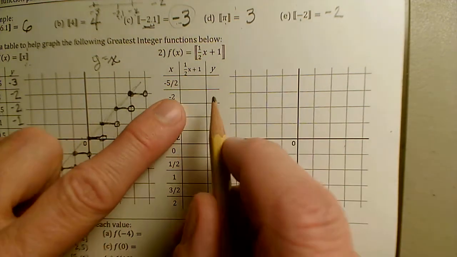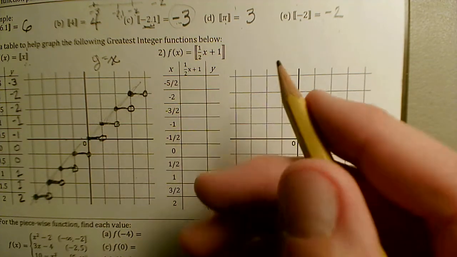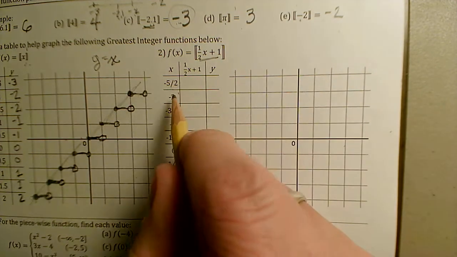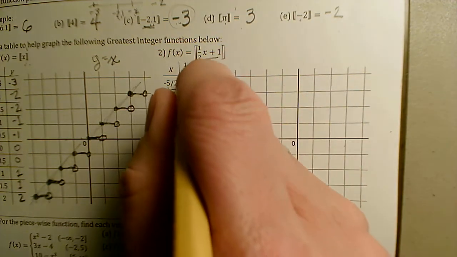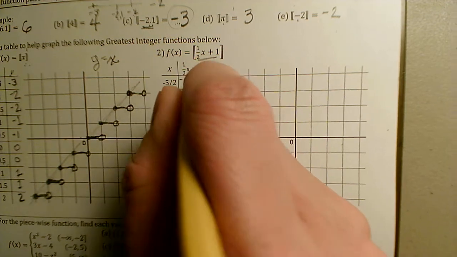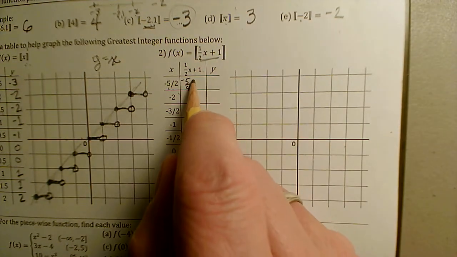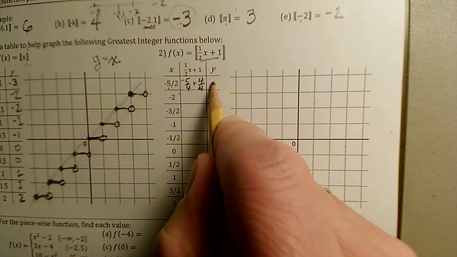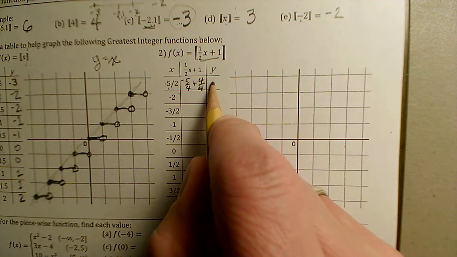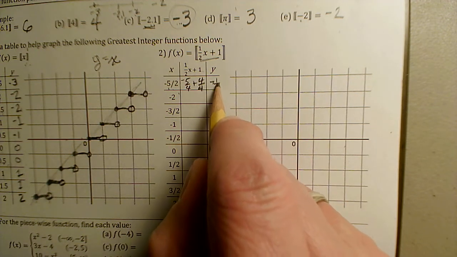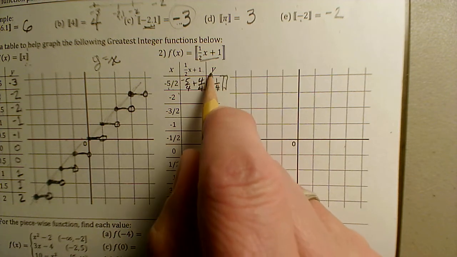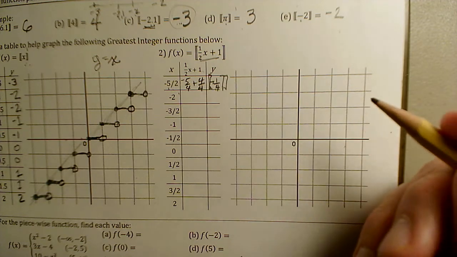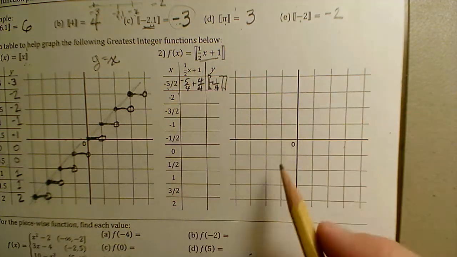Actually, let's go ahead and do negative 5/2. And we're plugging it into this more complicated function here. So negative 5/2 times 1/2, that's negative 5/4 plus 1, but let's write that as plus 4/4 so we can add that a little easier. And so this is the greatest integer function of negative 1/4. So the greatest integer function of negative 1/4.